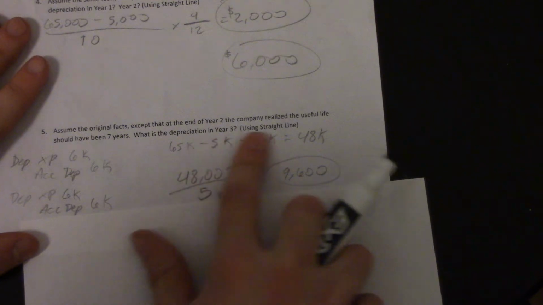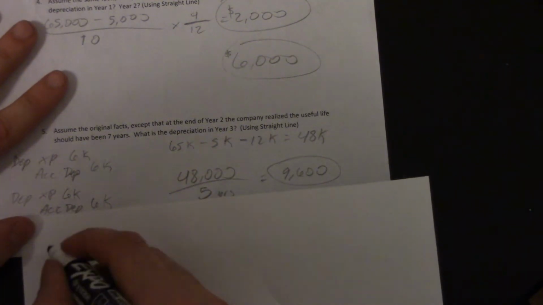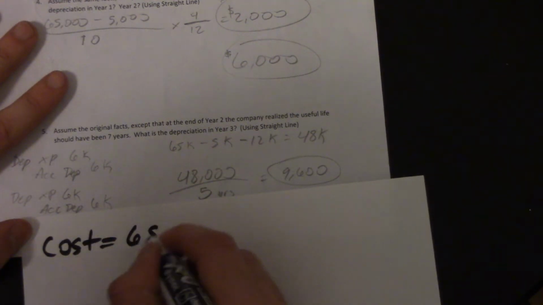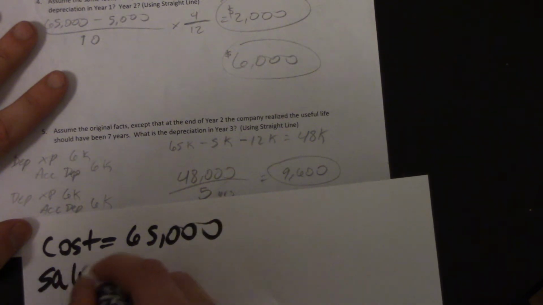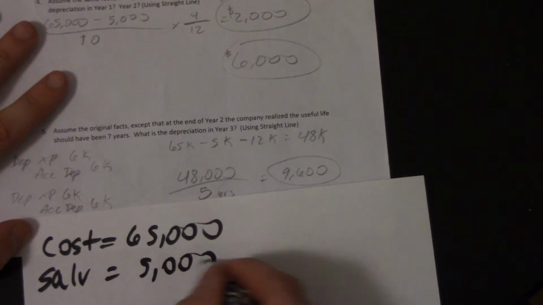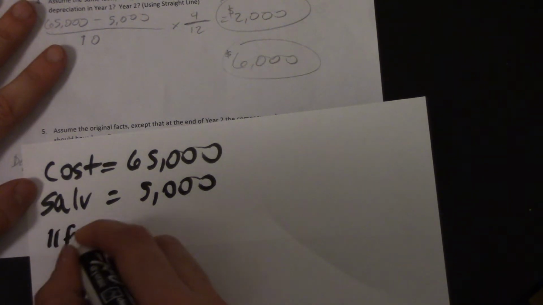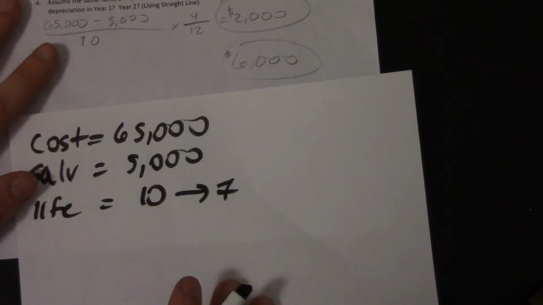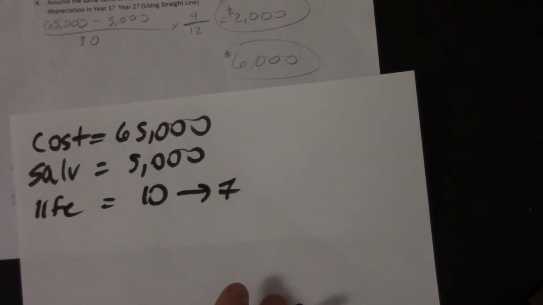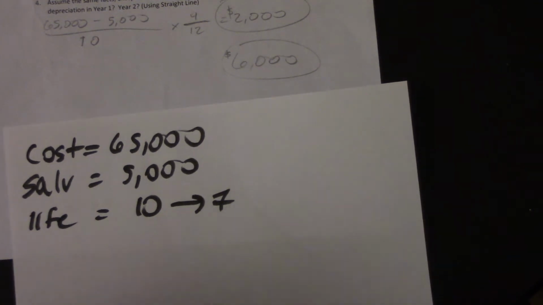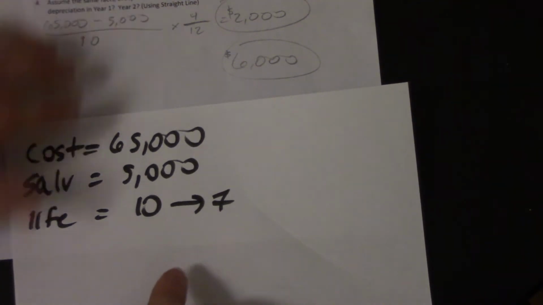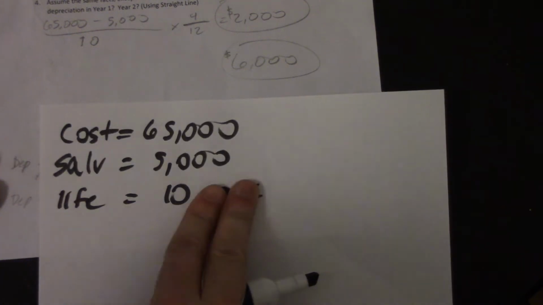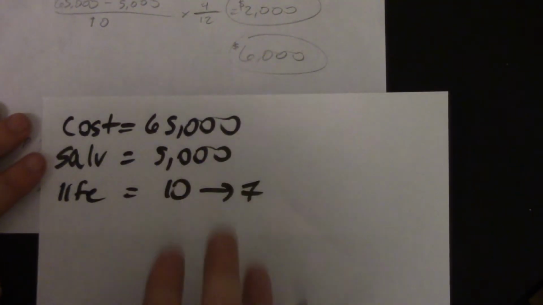So, what's the depreciation? Okay, using straight line. So we had a cost, same thing, of 65,000, salvage of 5,000, life of 10, but then it should have been 7. After 2 years, we thought we should have guessed 7 years. So, those first 2 years, when we were under the assumption that it would be a useful life of 10, we'd do the same depreciation amount that we've been doing thus far.